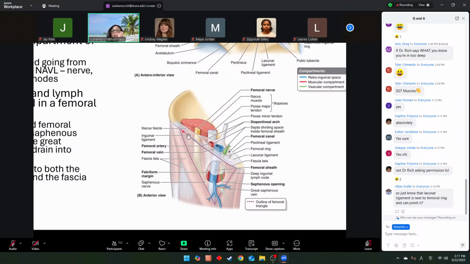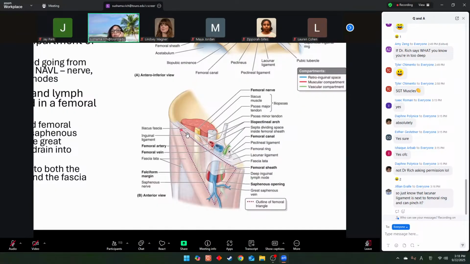And then underneath the inguinal ligament, this entire space here is called the subinguinal space. Subways, right, underneath the inguinal ligament. In the subinguinal space, you have two compartments. This compartment here laterally is called the muscular compartment. This compartment here is called the vascular compartment.